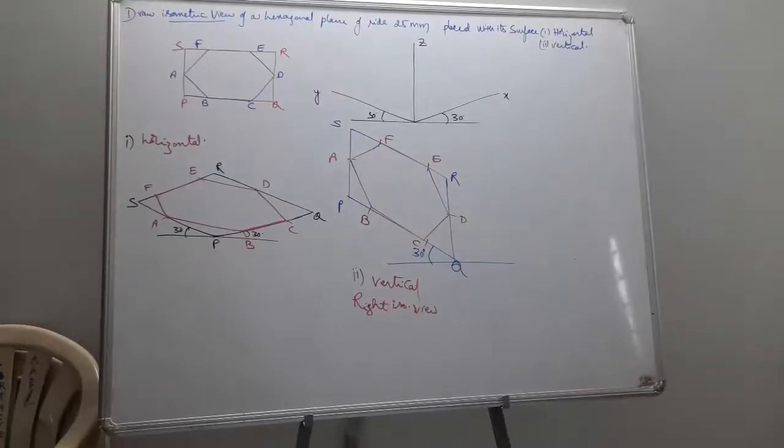Okay, students, is it clear? So first of all, whatever plane surface we obtain, we inscribe that plane in a box PQRS, and we reconstruct our box PQRS in my isometric axis and place the points in the respective positions of the box.